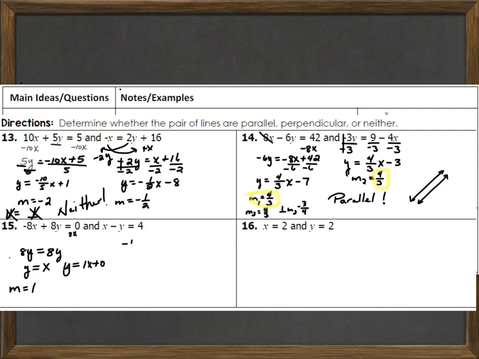We have negative y equals negative x plus 4. We're going to bring the x over and it becomes negative. Then we're going to divide by negative 1. So y is equal to x minus 4. And so the slope here, if there's nothing there, is 1. So these will also be parallel. They both have a slope of 1.